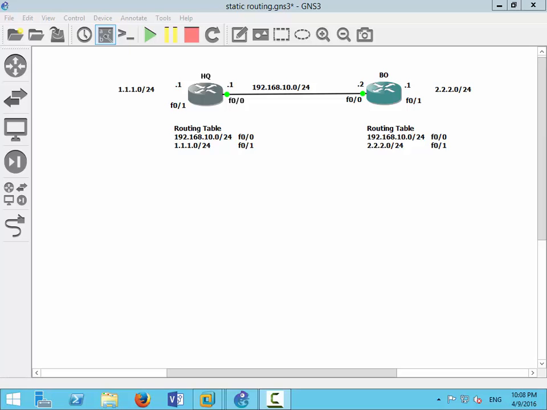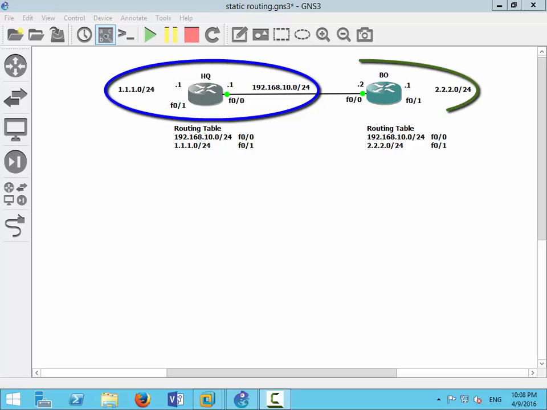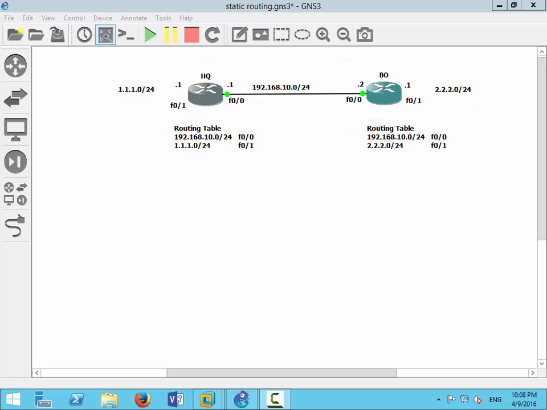Let's start with the static routing. Here we have a network with two sides, headquarters and a branch office. We want to make sure that both networks can reach each other. Let's start by configuring those routers' interfaces with the IP addresses. And don't forget to do a no shutdown on the interfaces. Let's do it.